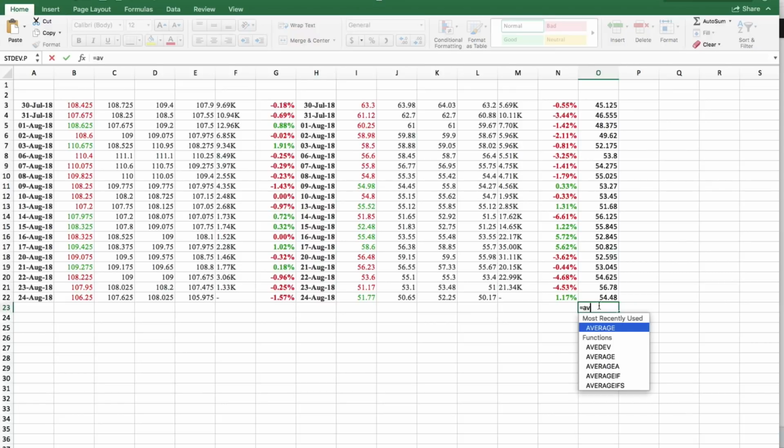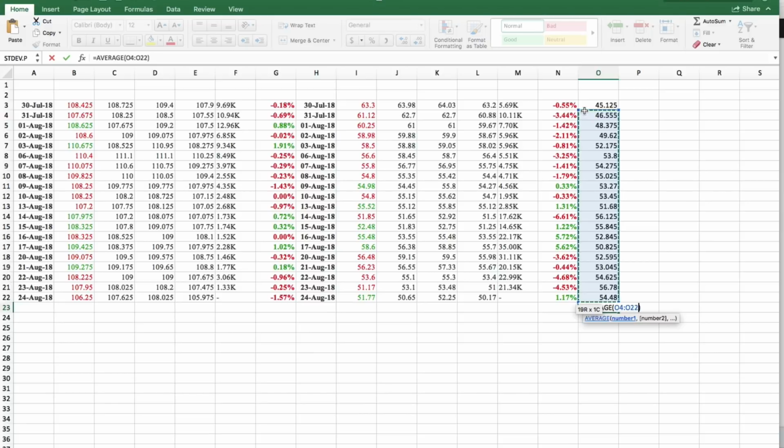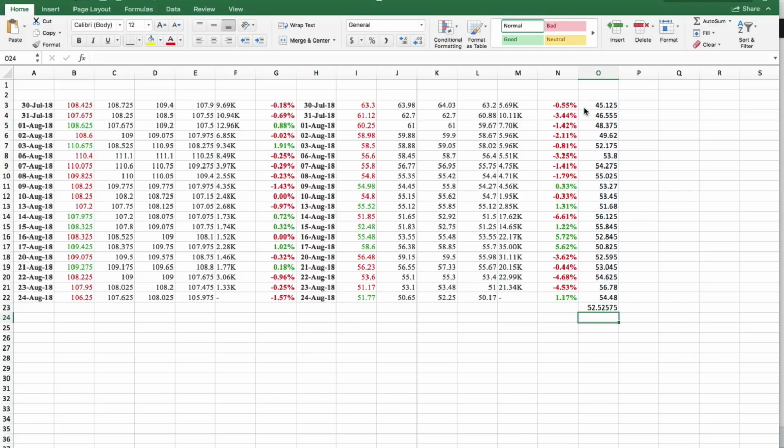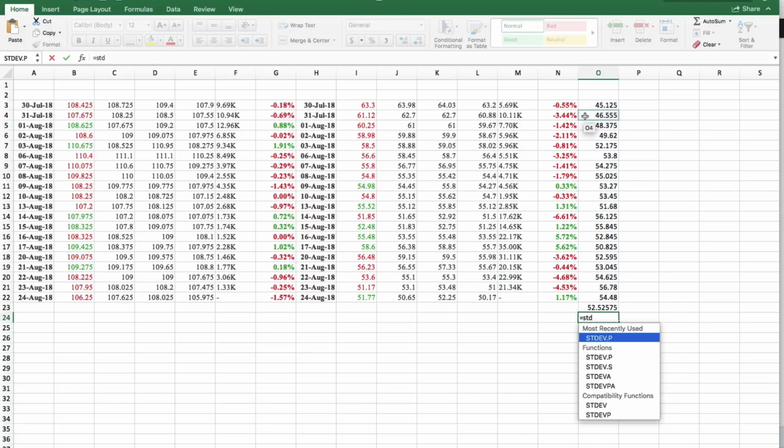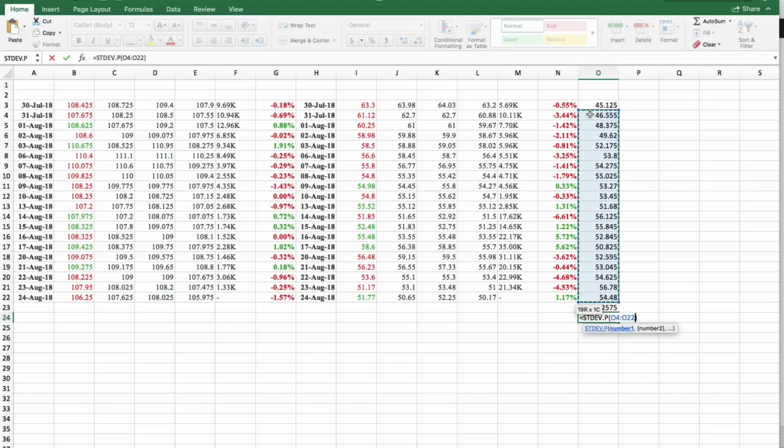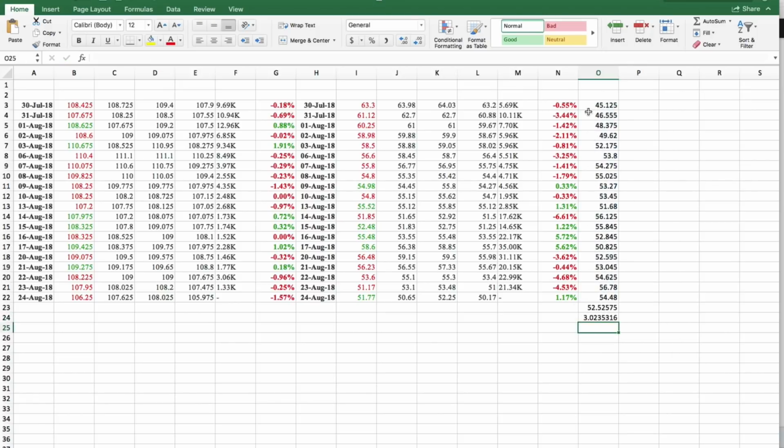Nice and simple. I can just select the average function and highlight the array that I want. Next is standard deviation. Here I'm going to take the population standard deviation because I'm not going to treat this as a sample. I'm going to say this is the population, that's it. And there's my standard deviation. So for this period of time, it had a mean reverting level of 52.52 cents, with a standard deviation of 3.02. But this is just a 20-day period where it appears that volatility was rather low on this contract.